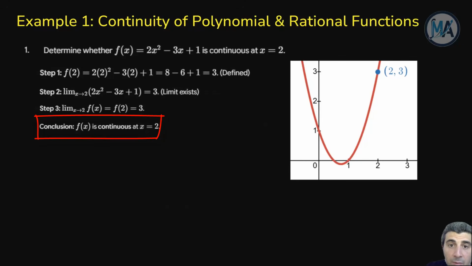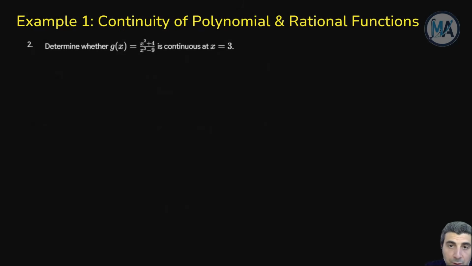Now, here's a fact. All polynomials are continuous on their entire domain, which is all real numbers. So if you have a polynomial, you know that it's going to be continuous at any value. Now, let's take a peek at a rational function.